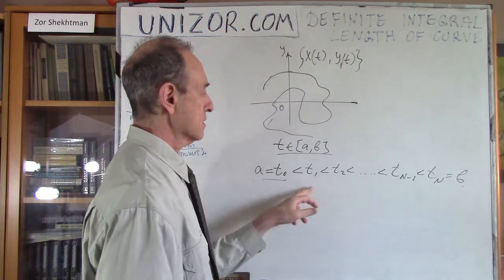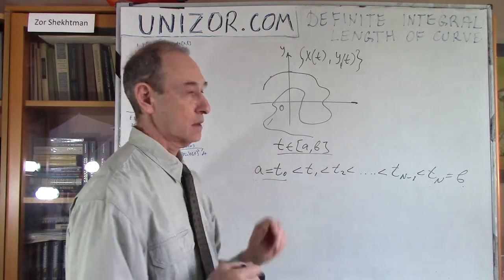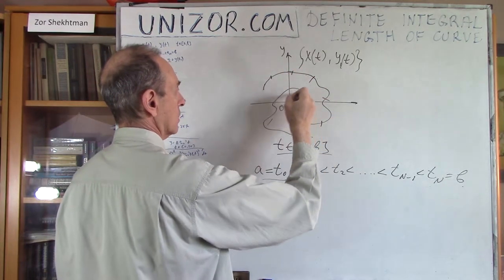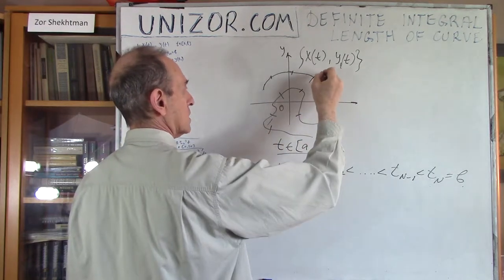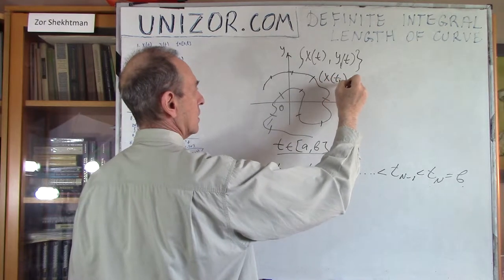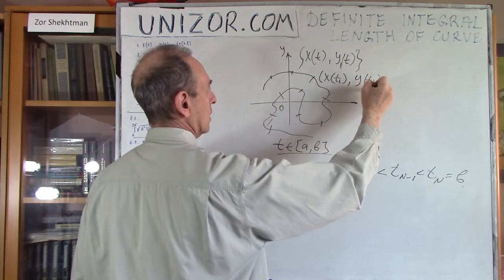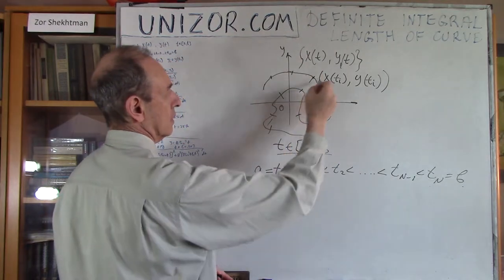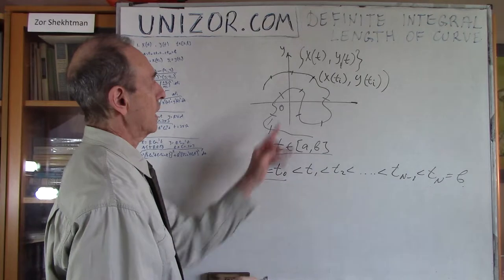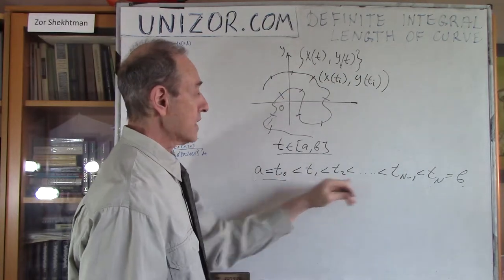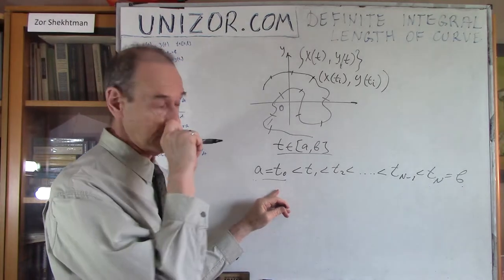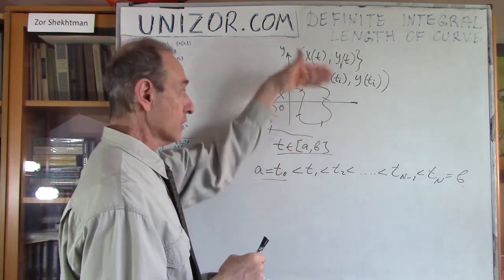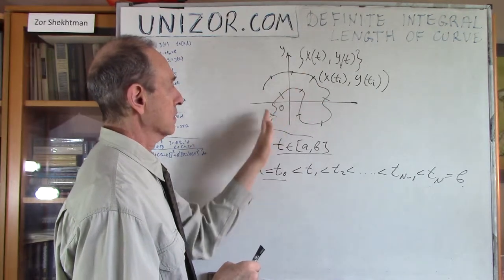Now, as we define these breakpoints on interval a b, correspondingly, we define breakpoints on our curve. So this point would be x of t_i comma y of t_i. So every t_i corresponds to a point on the curve parametrically defined by these two functions. So breaking my interval of argument t from a to b into n pieces, we break our curve along its going into independent little pieces.